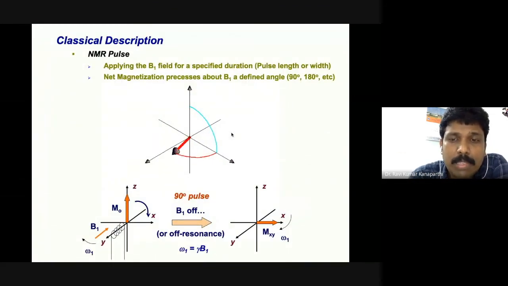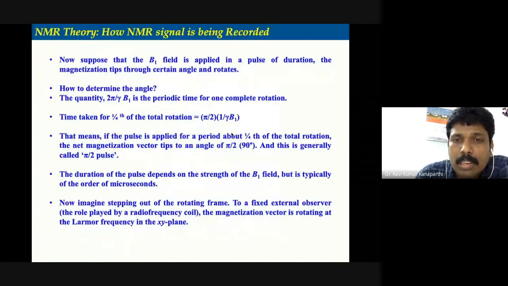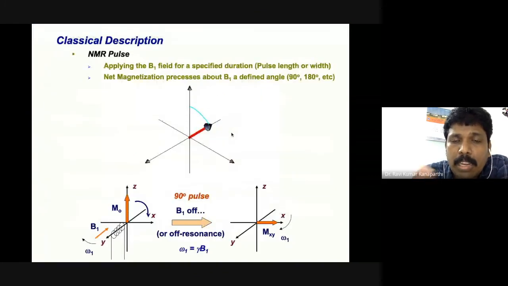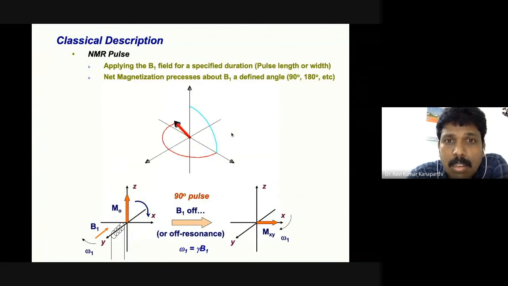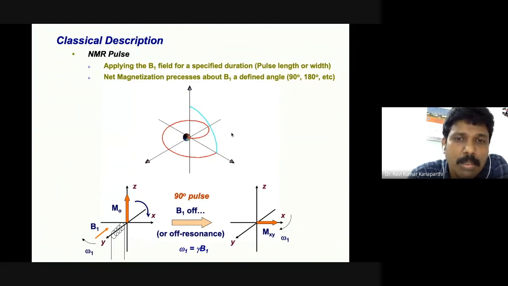Whatever I have said, I'm trying to explain in terms of an animation. You can see that originally it is pointing along this direction. When the pulse is applied, it comes back to the xy plane. But the pulse is not a continuous pulse; the moment the pulse is stopped, it will try to go back to its original position. You can see that this net magnetization vector initially rotated for some time in the xy plane, but later, since the pulse is stopped, it is trying to go back to its original position.